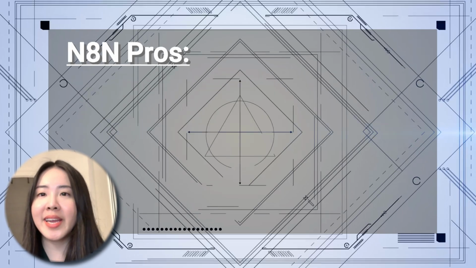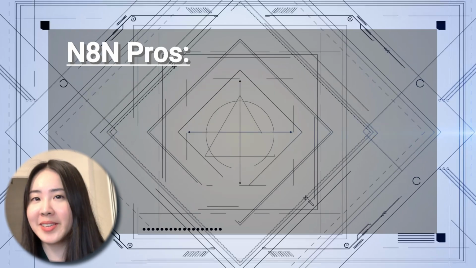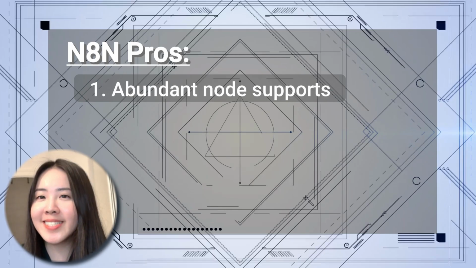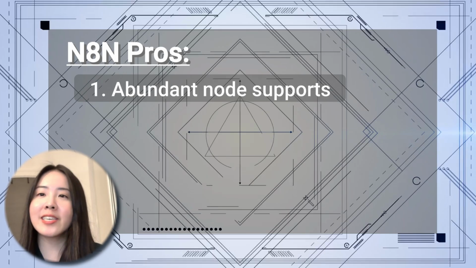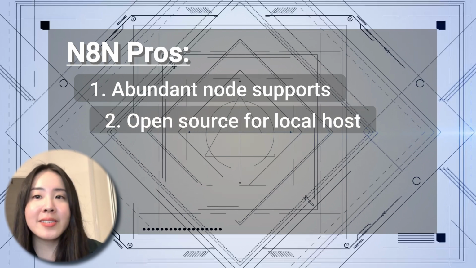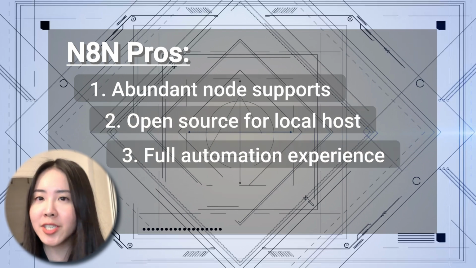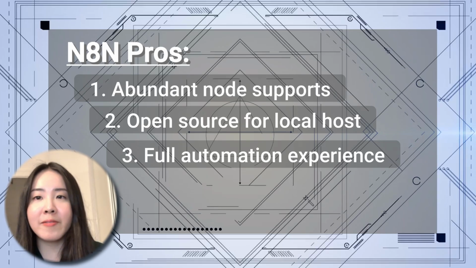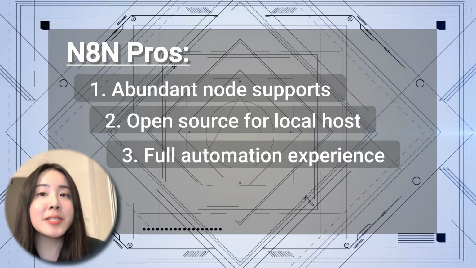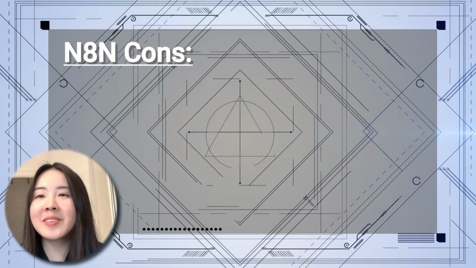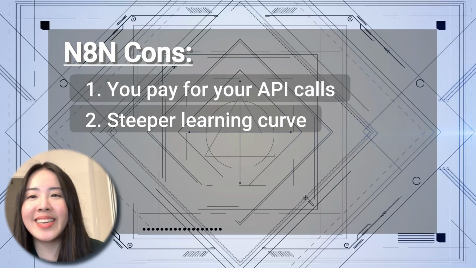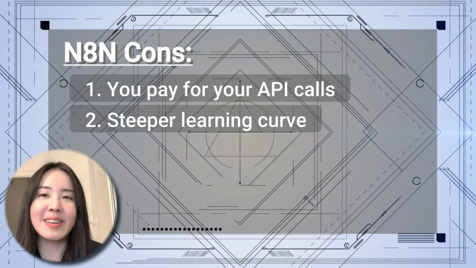n8n, on the other hand, is a whole different beast. It's packed with logic nodes, external APIs, and even code nodes. So you can customize almost anything. You can host it locally for privacy, and it's built for automation. Once you set up a workflow, it runs without you interacting with it. And the flip side is, most of the good stuff there isn't free, and it can be intimidating at first because there are so many components.